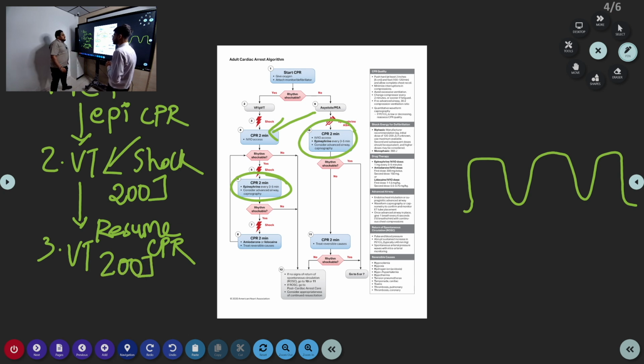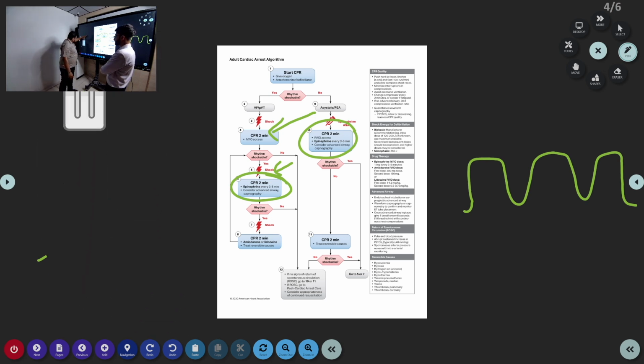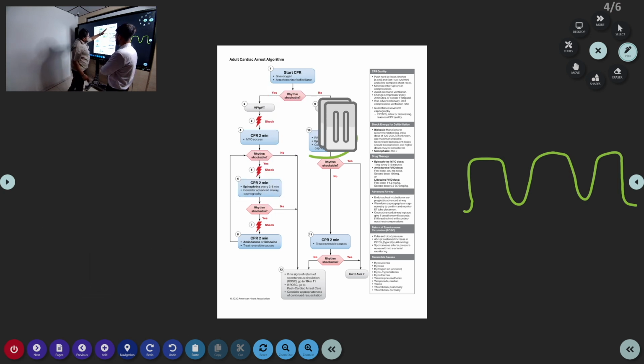And what else do you need to do at this juncture? You have given 200 joules, the second shock. What do you need to do at this point of time? An epinephrine or the capnography, as we already have a... Okay, capnography can be done. We will discuss capnography later.